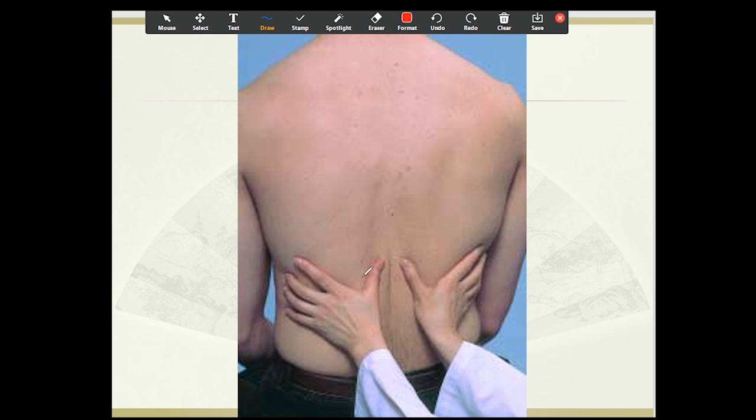So doctors put the hand below the rib cage here, and holding there. And then put your fingers a little bit close to each other. Then ask the patient, deep breath in.